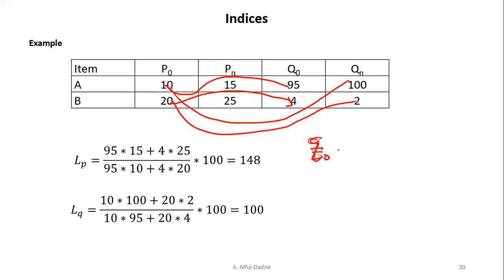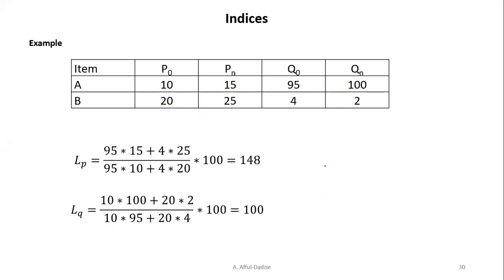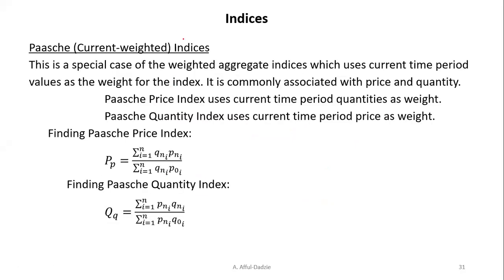Okay, when it's a price index, the quantity at the base period is the weight. When it's a quantity index, then the price at the base period is the weight. Then the second one, which is the Paasche index, or current weighted indices.